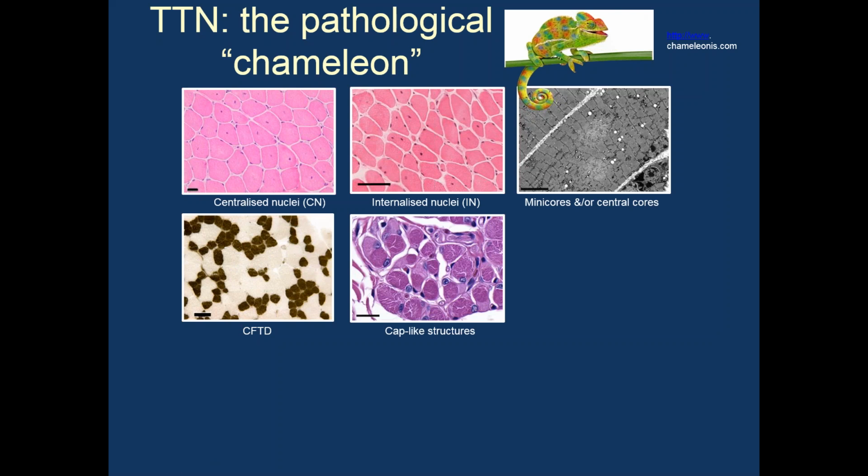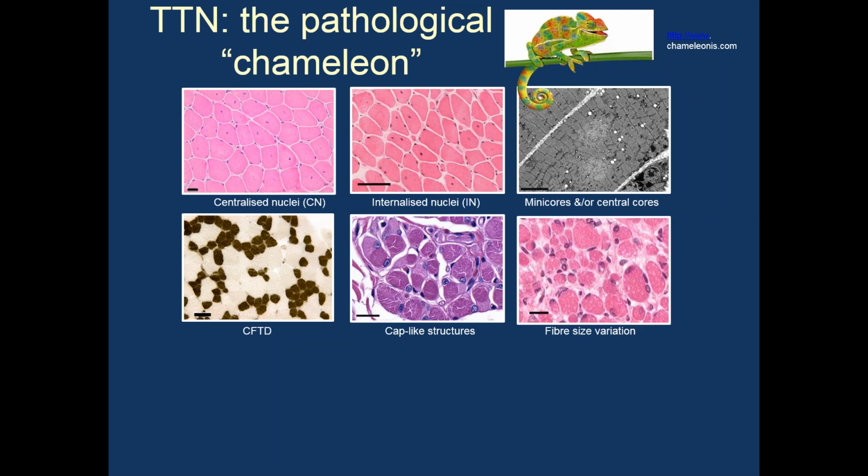We also had cap-like structures. We didn't have enough features to know whether or not they were definite caps, but you can see in this picture that there were some pale purple areas within the fibres. I'm not sure if you can see my arrow. And these are caps, so collection of abnormal protein within the muscle fibres. And we saw that in a couple of patients.